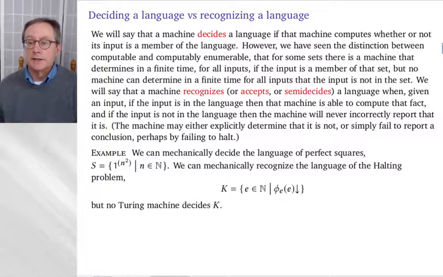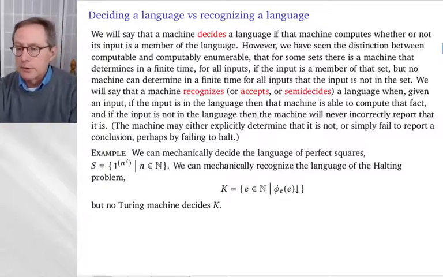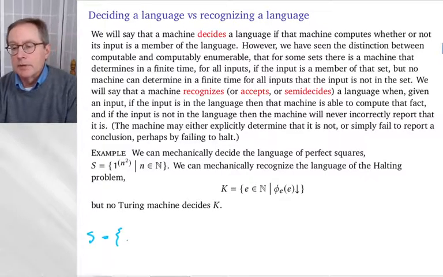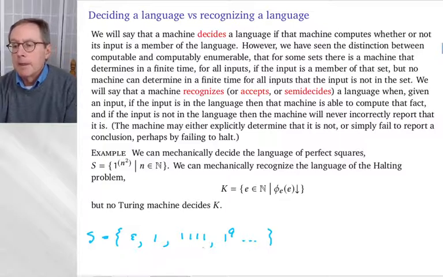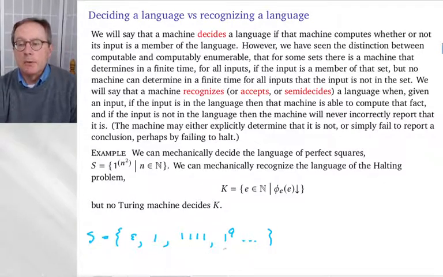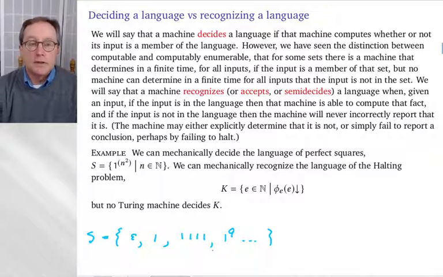Okay, so just as an example, we can mechanically decide the language of perfect squares. If I give you a language of perfect squares S, we have to represent the perfect squares somehow, so I'm going to represent them with strings. There's the empty string. There's a string consisting of a single 1. There's the string consisting of 4 ones. The string consisting of 9 ones. I'm tired of writing the ones already, etc. Now we can easily write a Turing machine that will correctly print out a 1 when the given input is in this set, and print out a 0 when the given input is not in this set.